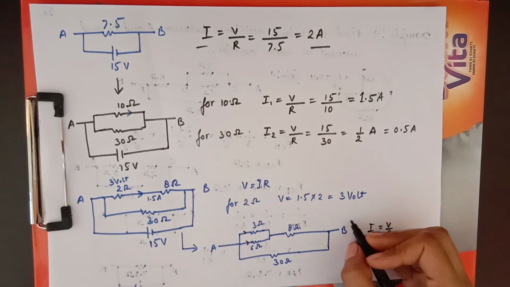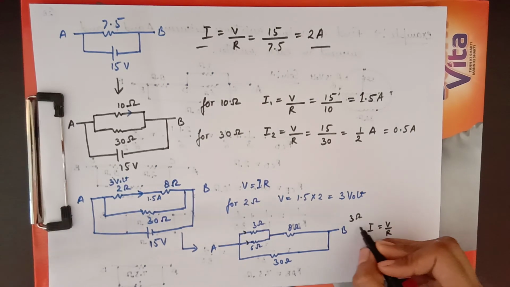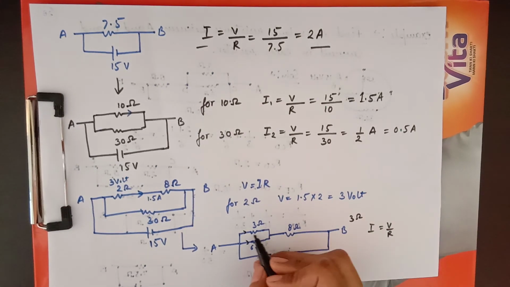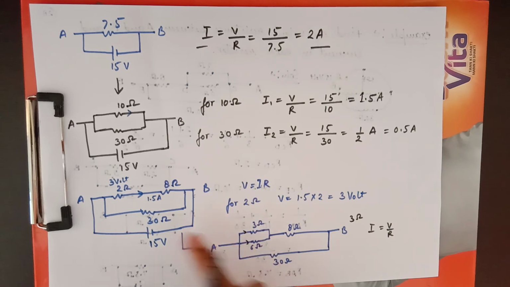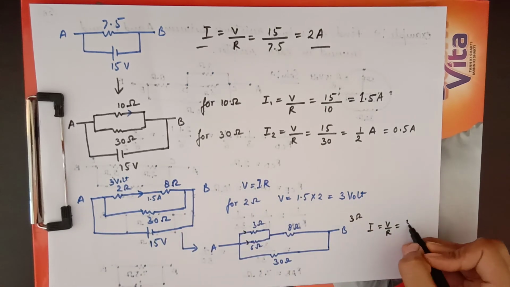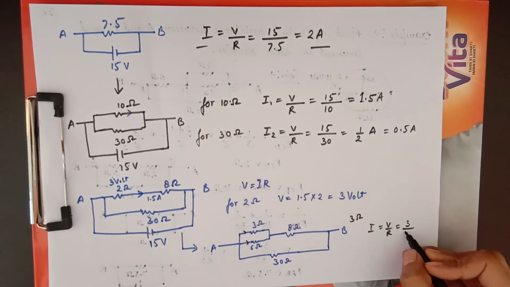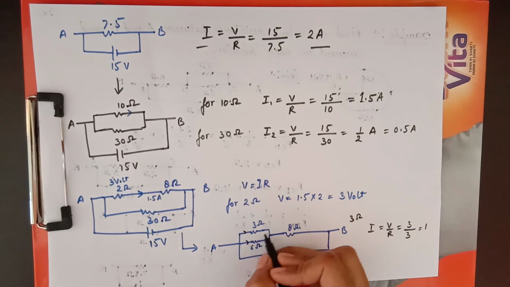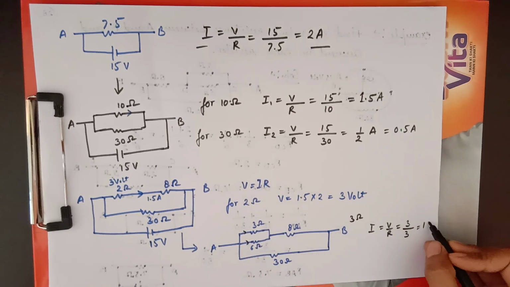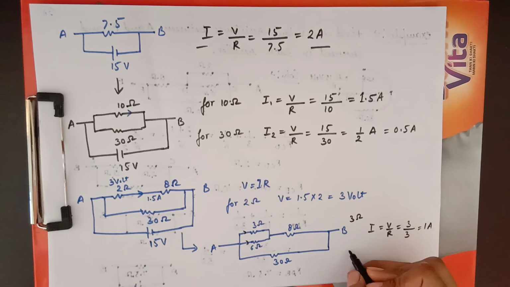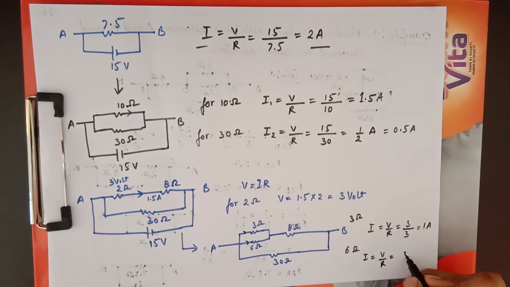So for 3 ohm, I will be equal to V by R, and V for these two resistors is 3 volt. So 3 divided by 3. So the current for this resistor will be equal to 1 ampere, and for the 6 ohm resistor, I is equal to V upon R again. V is 3 and R is 6. So it is 0.5 ampere.